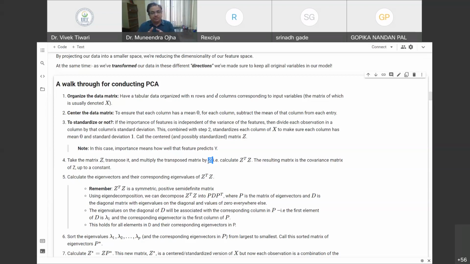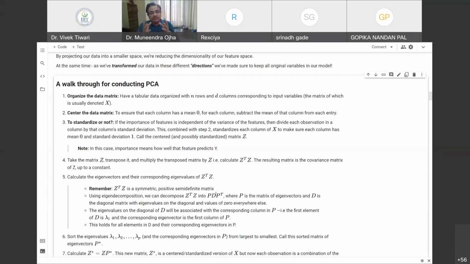Now we decompose this matrix ZTZ into three components: P, D, and P transpose. If we want to obtain ZTZ back, we perform this multiplication: P multiplied by D multiplied by P transpose, and you will get ZTZ. From this you can obtain the original matrix also. So these steps are equal to each other. Till this time, all the data is preserved.